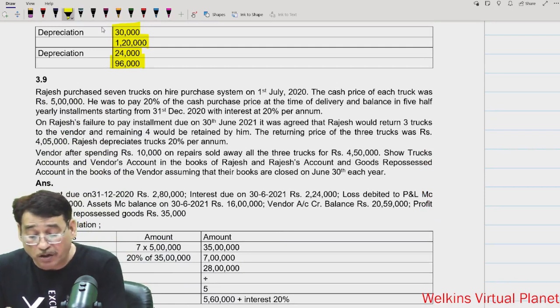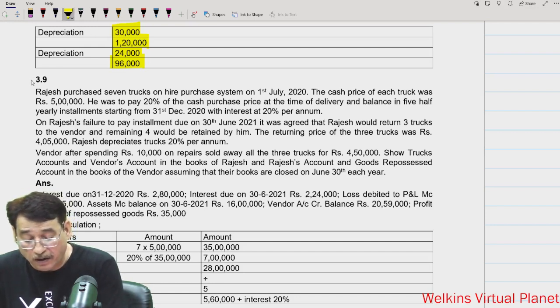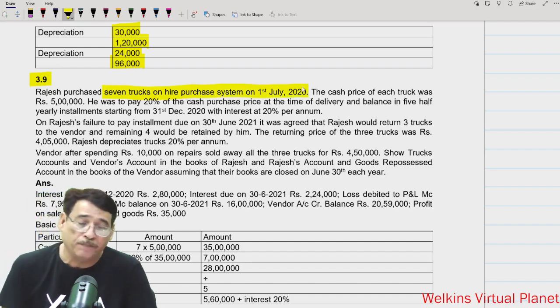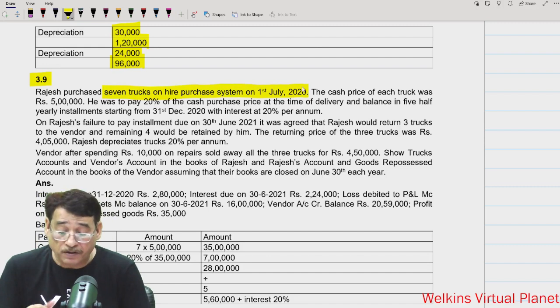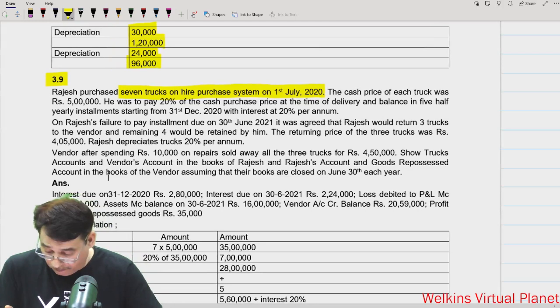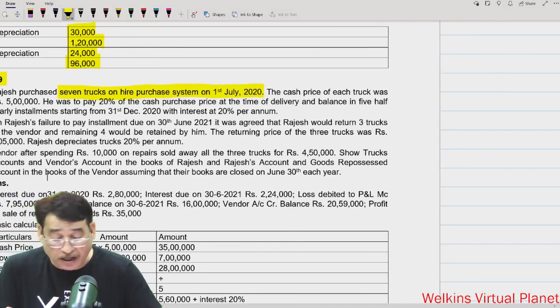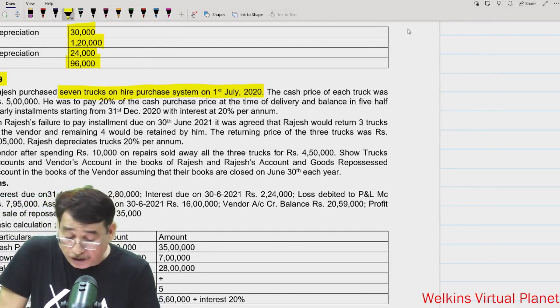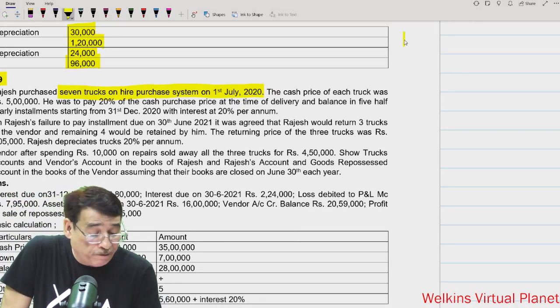Now the next question, 3.9, we pick up. As far as 3.9 is concerned, in this particular question, Rajesh purchased 7 trucks on hire purchase system on 1st of July 2000. How many trucks has he purchased? 7 trucks he has purchased this time. Mr. Rajesh has purchased 7 trucks. Correct? So he has purchased 7 trucks on 1st of July.